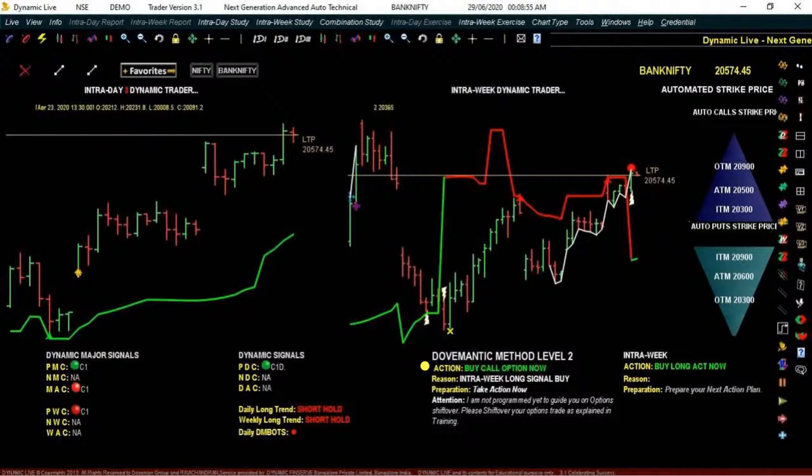And before you read it, you must know which script you are trading. So this is Bank Nifty. So read it as Bank Nifty buy call option now.